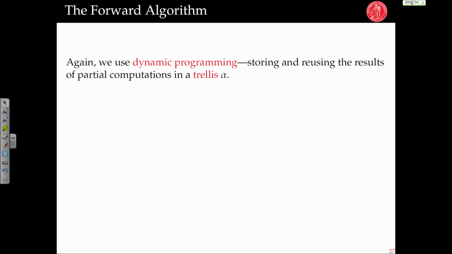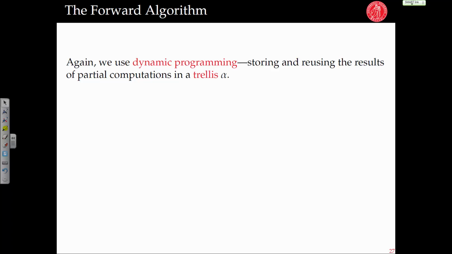So we will use dynamic programming to estimate the probability of an observation O using some hidden Markov model. Again, with dynamic programming, what we can achieve is to store and reuse results of partial computations. And we will introduce a so-called trellis, which is basically also a matrix. There we used this Viterbi matrix with V. Here we will call it alpha.